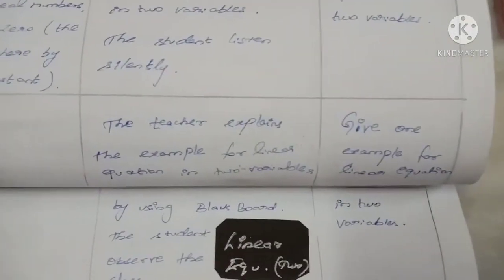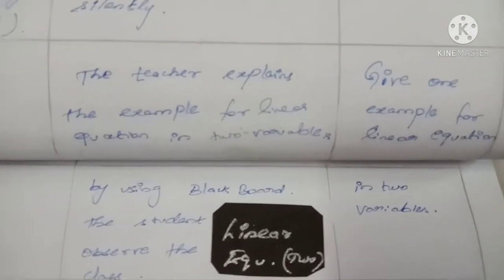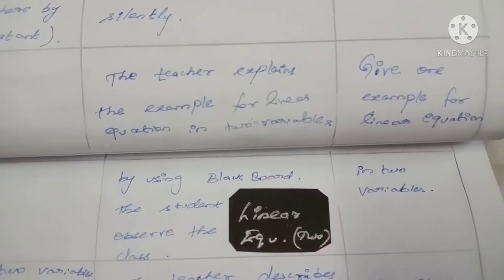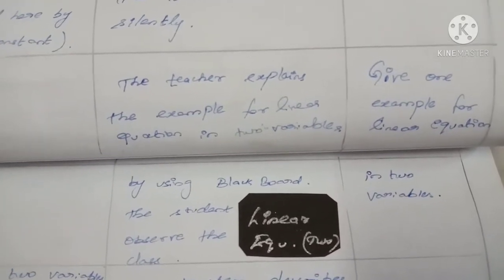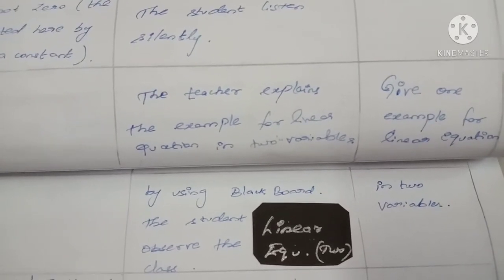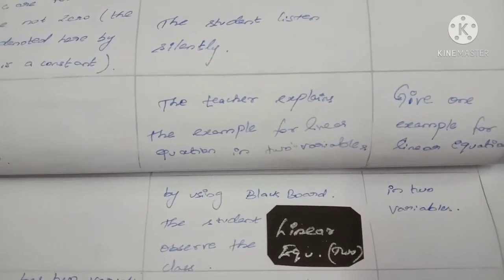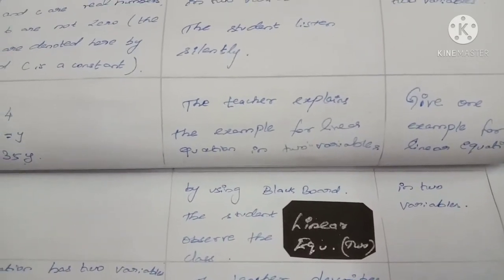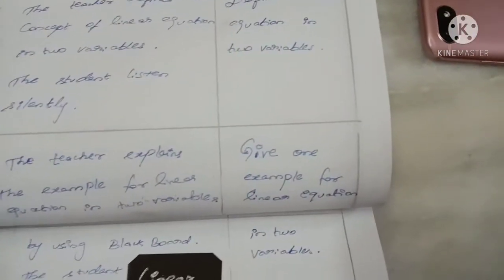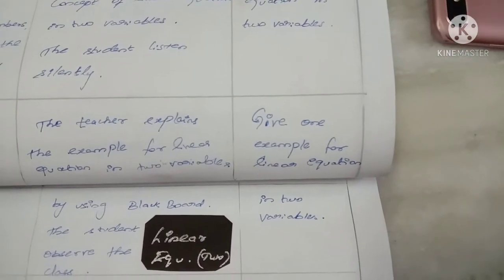In the third box, the teacher explains the example for linear equation in two variables by using the blackboard. Then we have to paste the chart, and write inside it linear equation, bracket 2. Then at the bottom write, the students observe the class. The last box: give one example for linear equation in two variables.